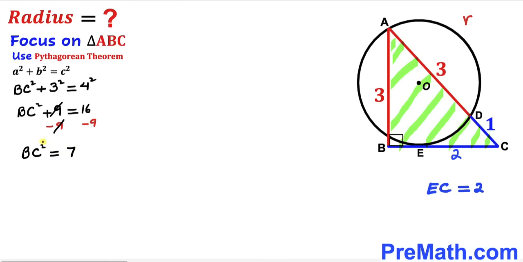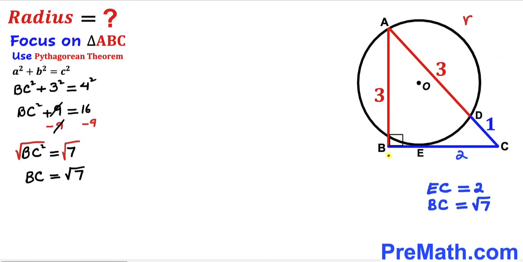And now I'm going to undo this square by taking a square root on both sides. So therefore our BC length is going to be square root of 7. So therefore this whole side BC length turns out to be square root of 7. And now let's make an observation. We know that this EC segment length is 2. So therefore this tiny BE length has got to be square root of 7 minus 2.